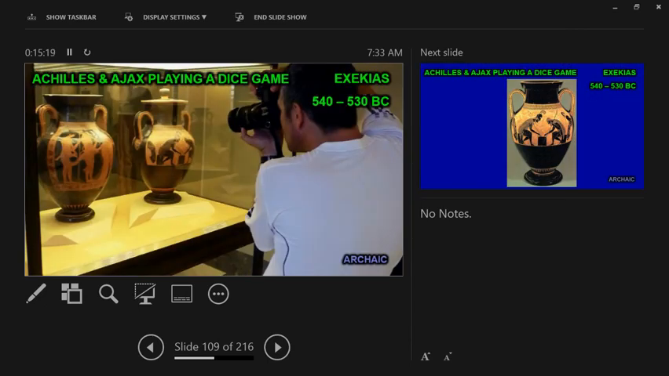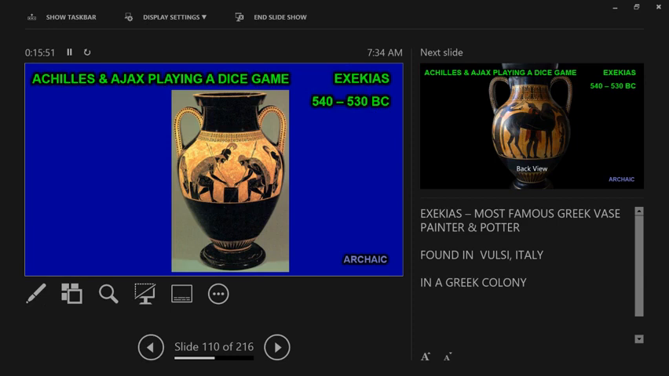So here we have a vessel, a pottery of Achilles and Ajax. And it's one of the first times that artists have signed artwork. This is a black figure vase.